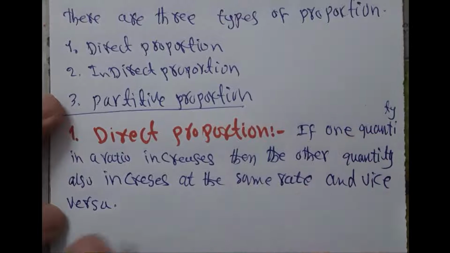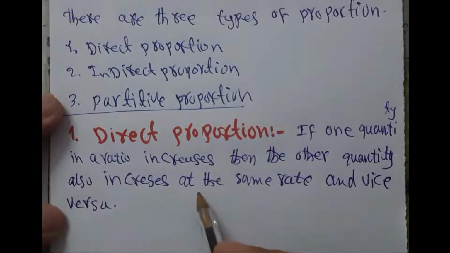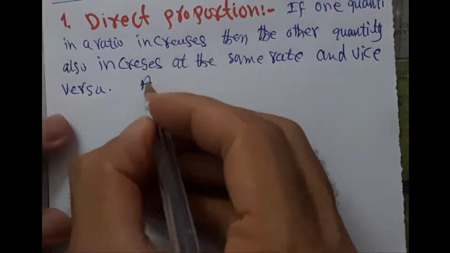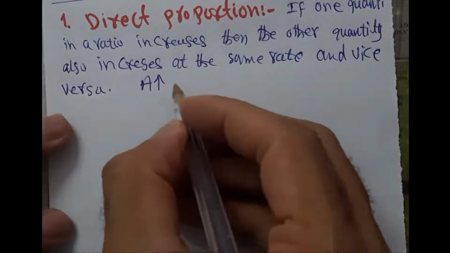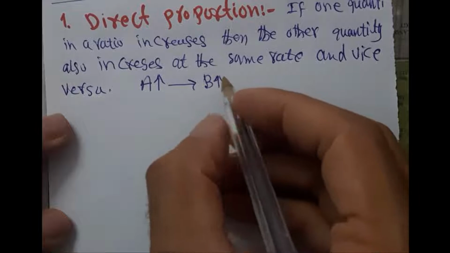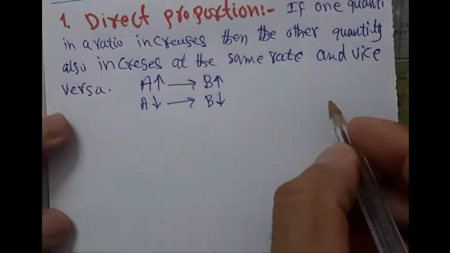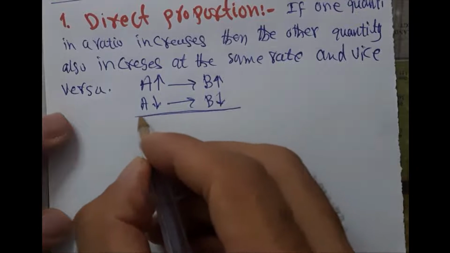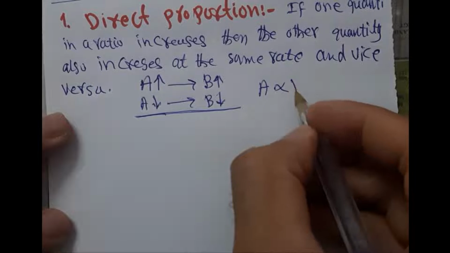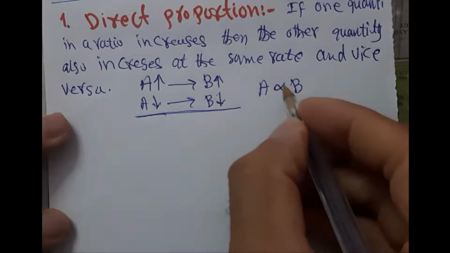If one quantity in a ratio increases, then the other quantity also increases at the same rate and vice versa. Actually, if a, the first quantity, increases, this implies b, another quantity, also increases. If a decreases, then b also decreases. It means direct proportion. Sometimes we denote it by a direct proportion to b. We write like this.